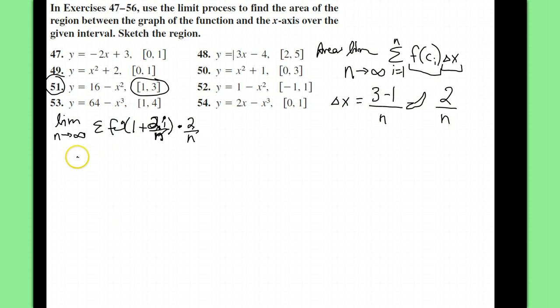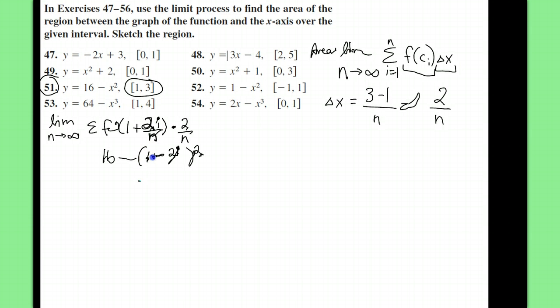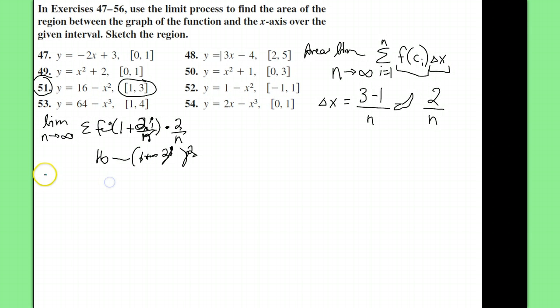Okay, so let's plug in. What does this function look like? Well, my function is 16 minus x squared. I'm going to rewrite this. So we're back. I have the limit as n goes to infinity of the summation of my function, which is 16 minus x squared times 2 over n.